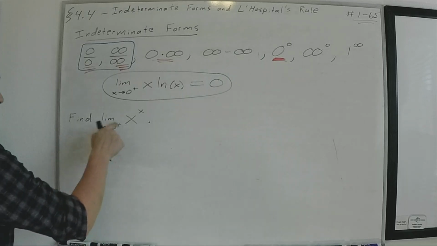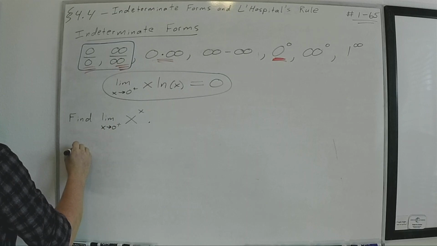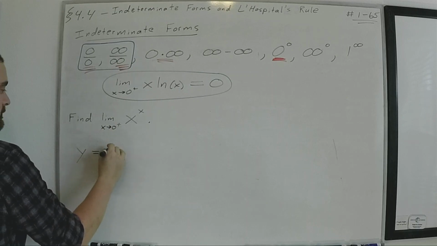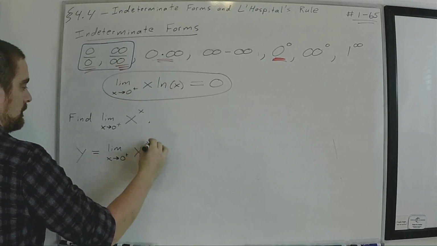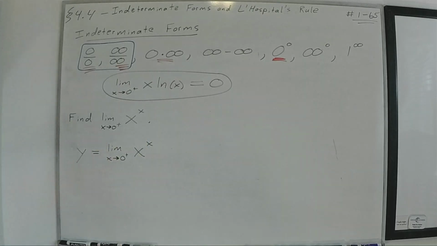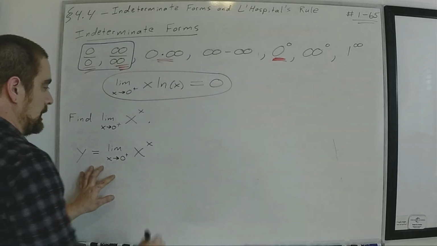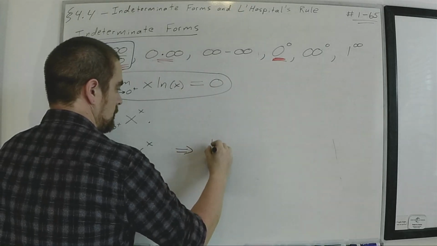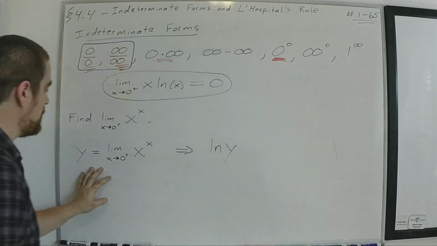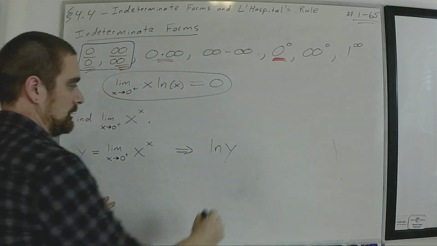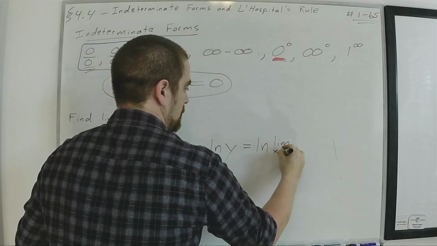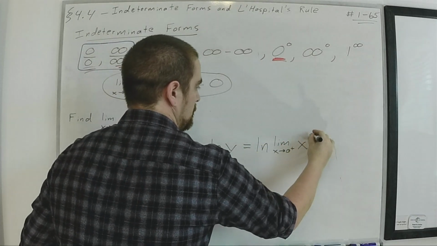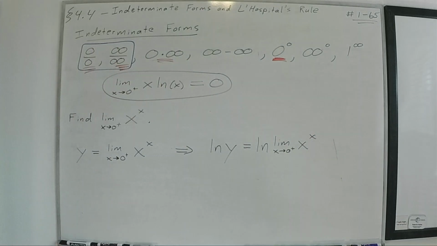Well, what I can do is call this limit y. And instead of looking at this limit y, I'll look at the log of the limit. I will look at the natural log of the limit as x goes to 0 from the right of x to the x.